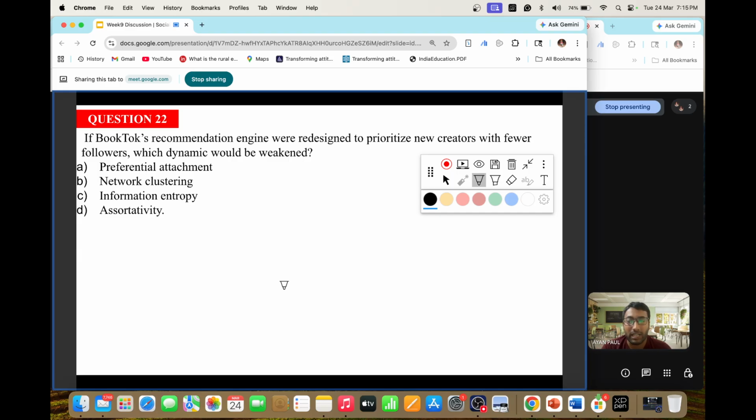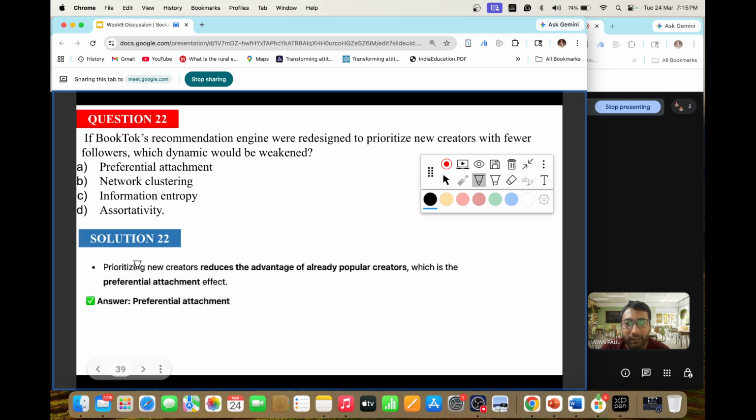Question number 22. If the BookTalk recommendation engine were redesigned to prioritize new creators with fewer followers, which dynamic would be weakened? Preferential attachment, network clustering, information entropy, or assortativity. So option A is the correct answer. That is, preferential attachment will get weaker. Prioritizing new creators reduces the advantage of already popular creators, which is the preferential attachment effect. So option A is the correct answer for question number 22.